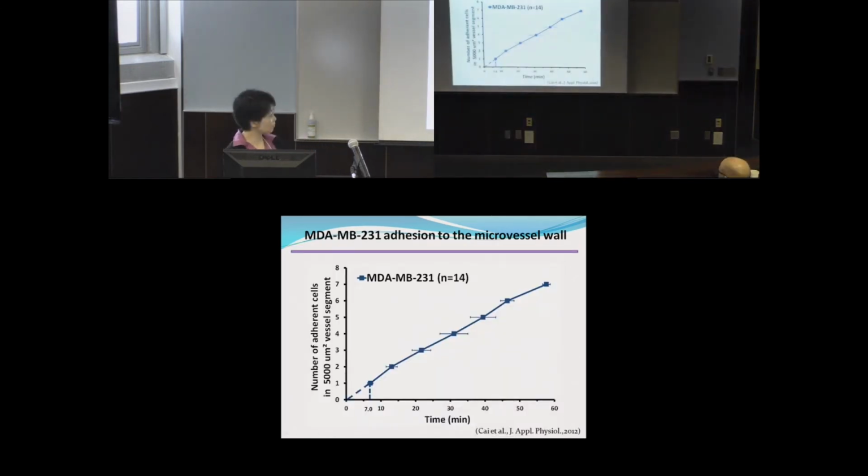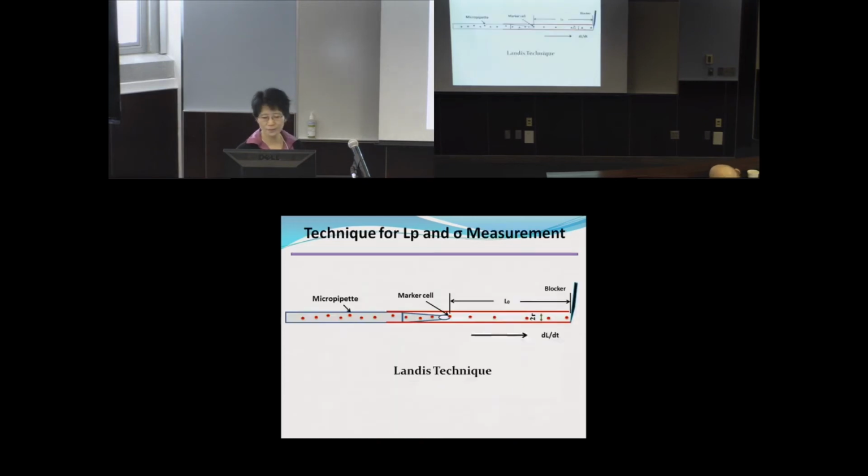And here is a summary for 14 experiments. Roughly, in 7 minutes, we see one adherent tumor cell in about a 100 micron vessel segment. And then we do a 1 hour cell adhesion. So roughly in an hour, there are 7 adherent tumor cells in a 100 micron vessel segment. So pretty linear. So this is the tumor cell initiation time and accumulation rate, if we find the slope. So after that, we have to measure the permeability.